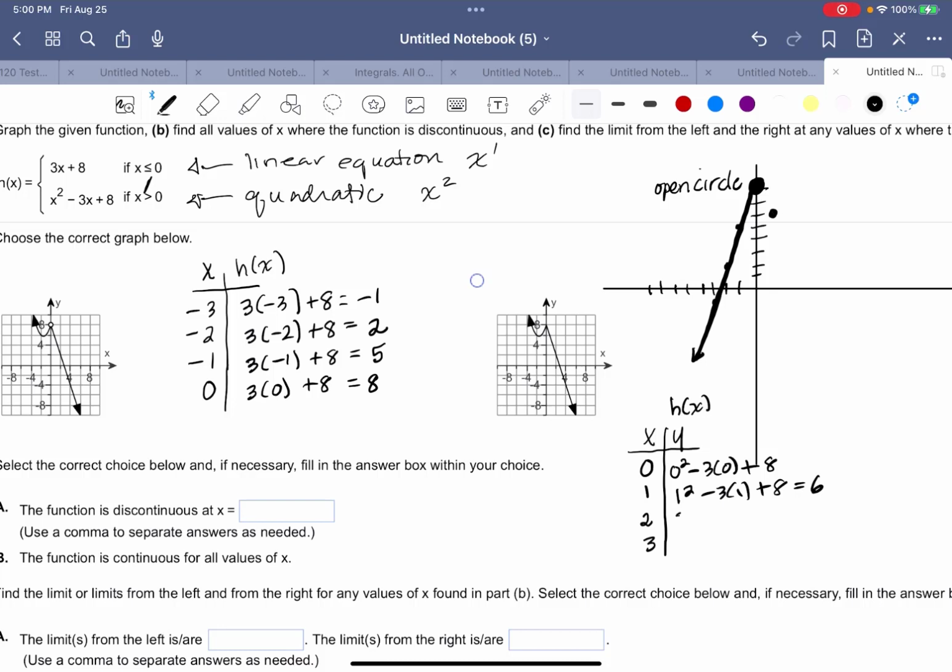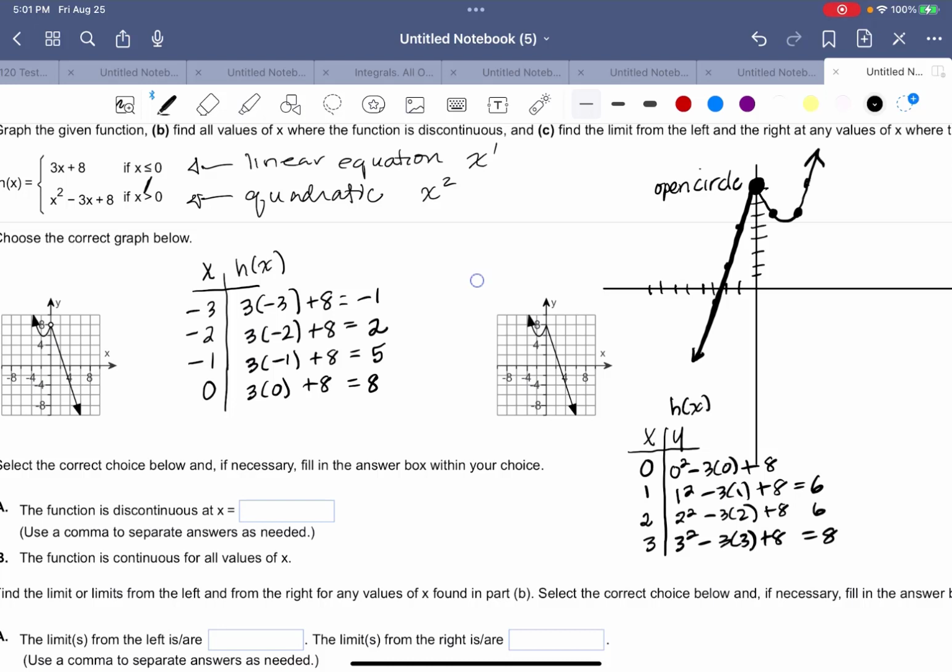Then I'll do a 2. 2 squared minus 3 times 2 plus 8. That's a 4 minus 6 plus 8. That's also 6. So it's a U shape, so it goes down and it comes back up. 3 squared minus 3 times 3 plus 8 is going to be 8. And so now it's back up here at 8, and it turns around and it goes like that.